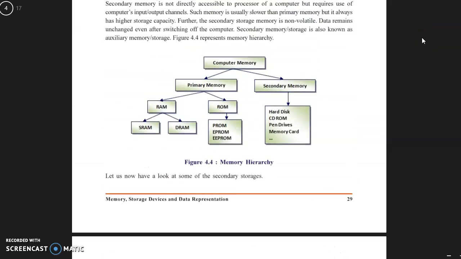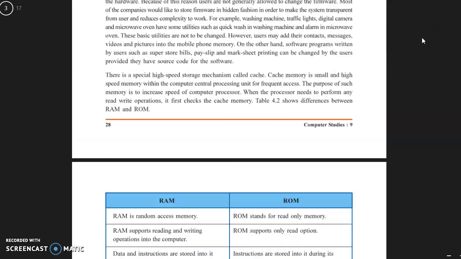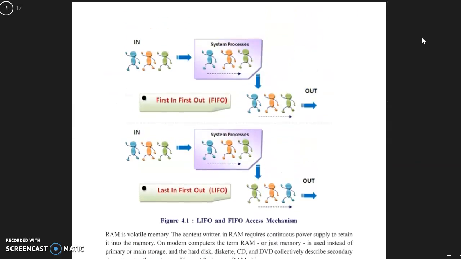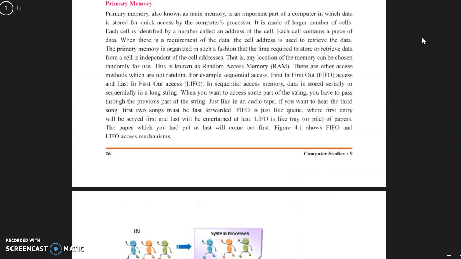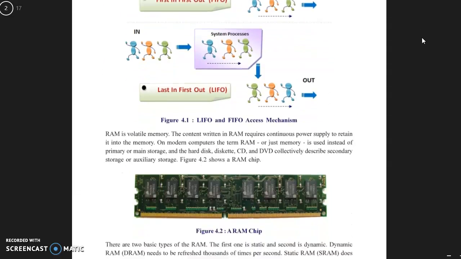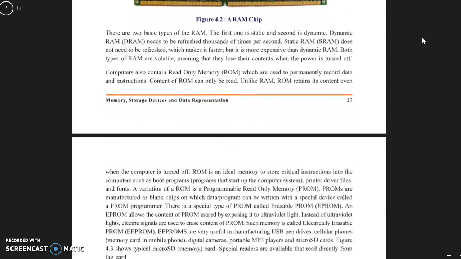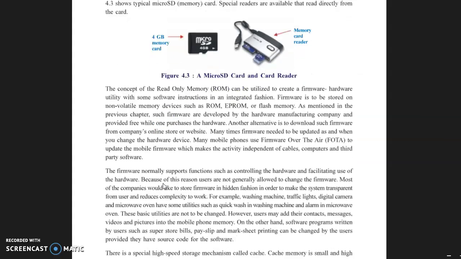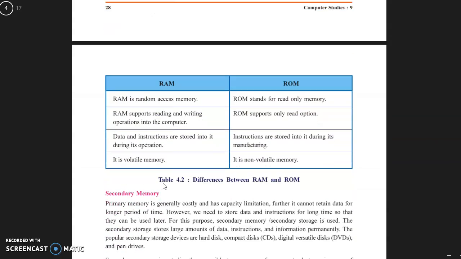I hope we covered today's session. We conclude today's session here. Today we covered what primary memory is, FIFO and LIFO, first in first out and last in first out. RAM and ROM are both examples of primary memory. PROM is programmable read-only memory. EEPROM is electrically erasable programmable read-only memory. Then we also saw the difference between RAM and ROM, and secondary memory.